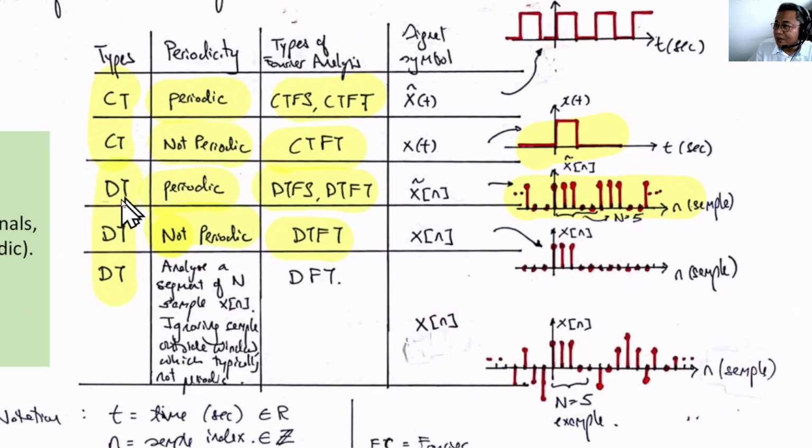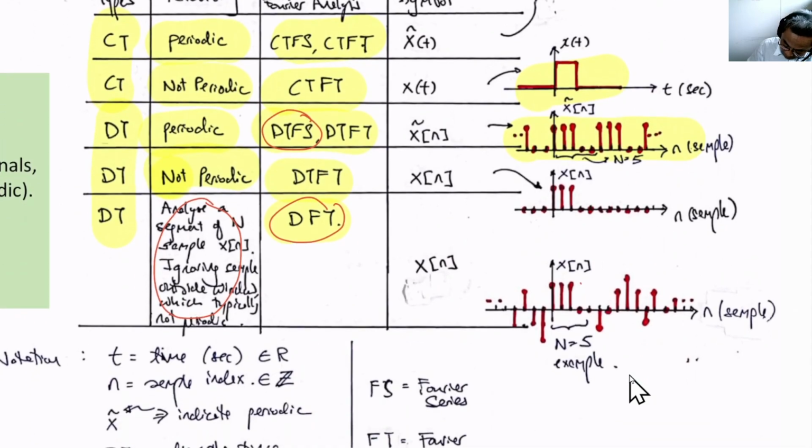Now, you'll be wondering, if we already covered periodic and aperiodic for discrete time, why is there something else? And this something else is called DFT. DFT is actually DTFS used to analyze a sample sequence, an n sample sequence of x of n, and ignoring the samples outside the window. I'll give you an example.